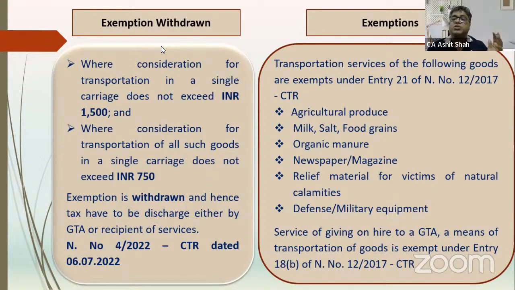Another example, services of giving on hire to a goods transport agency a means of transportation of goods is exempt under entry number 18 subclause B of notification number 12/2017. Now where will this exemption help?